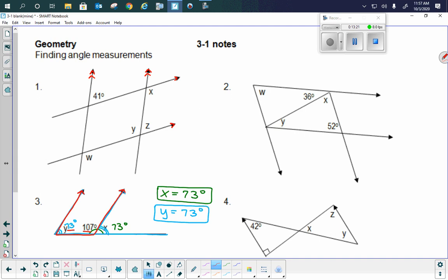All right, anything that you can find. So for instance, you don't necessarily have to find x before you find y, before you find so on and so forth. Okay, you can find any of them in any order that you want. All right, so forcing you to try to use letters though.